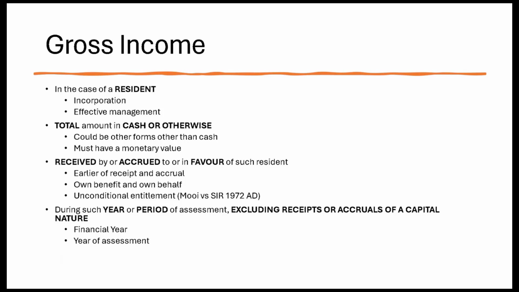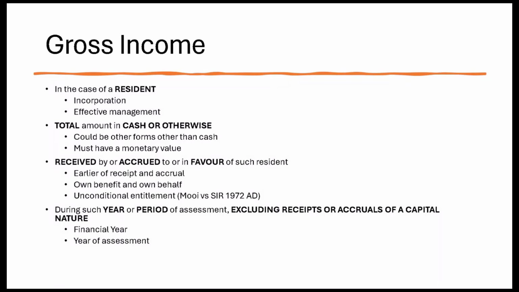Received or accrued or in favor of, unconditional entitlement to this receipt. So if somebody pays me money that I meant to pass on to Mpo, this is not for my gross income. I may have received it, but it's not for me. I'm not unconditionally entitled to this. This belongs to Mpo, therefore I have to pass it on to Mpo. I'm sorry I'm using your name, but that is what I would have to then do.